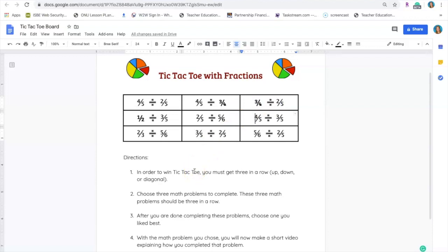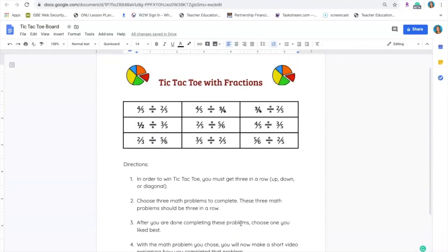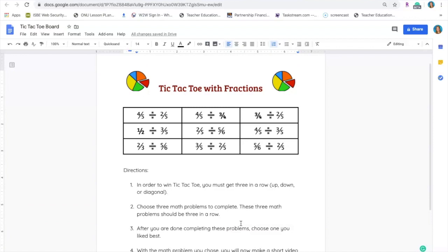So you're going to choose 3, you're going to write them out. You can choose however you want to do them. I showed you 3 ways to find the answer when dividing 2 fractions. You can use the long way, or you can do the reciprocal way, or you can draw the diagram. Then, next, after that, in the directions it says you need to upload a video. You're going to video yourself choosing one of the 3 problems you liked best. So whatever problem you pick, you're going to write it out on a piece of paper, and you're going to video yourself explaining the steps you took to complete it.